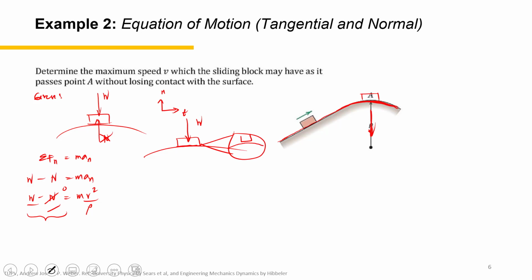Okay, so finally we have mg is equal to mv squared over rho, and that would give us v is equal to the square root of rho g. So this is the maximum speed of the block without losing contact at point A.